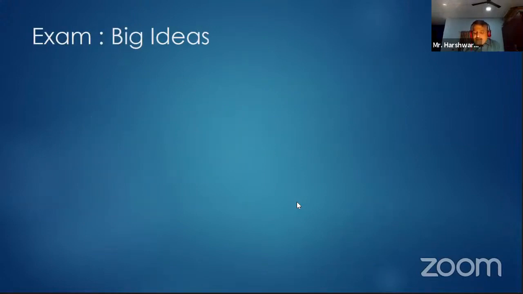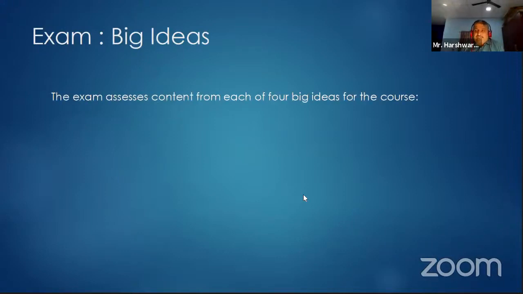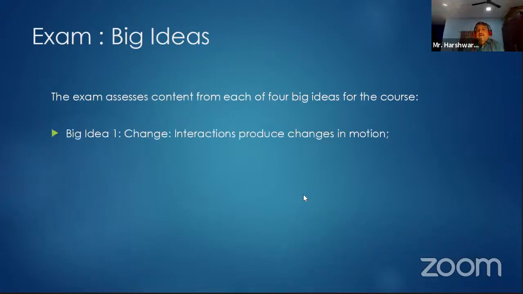Now, one of the key features of this exam is the big ideas that the APs talk about. Each paper talks about the basic underlying concept behind a particular exam. So the big ideas, as far as the AP Physics C Mechanics paper is concerned, there are 4 big ideas about this course. Number 1 is change.